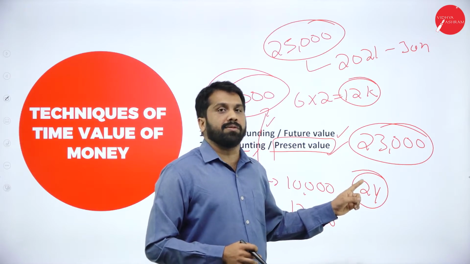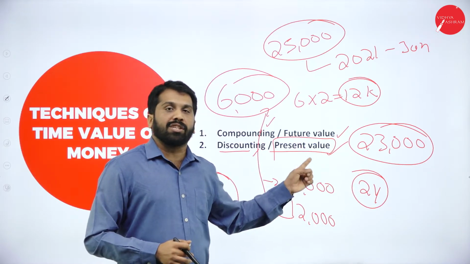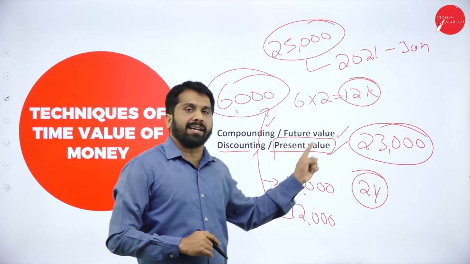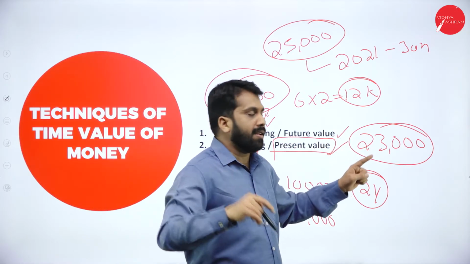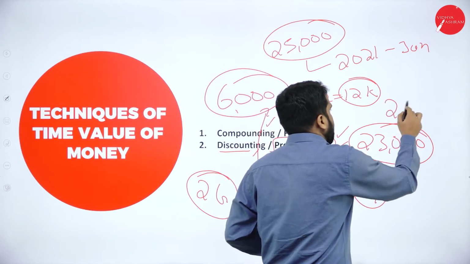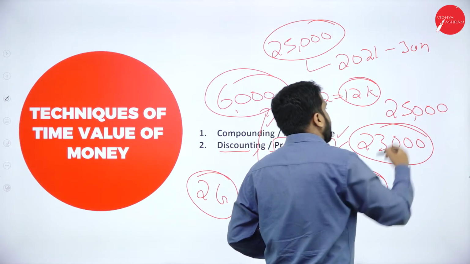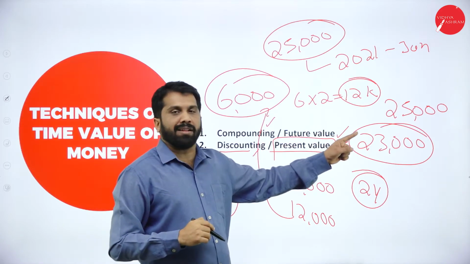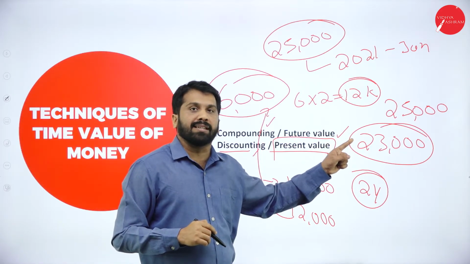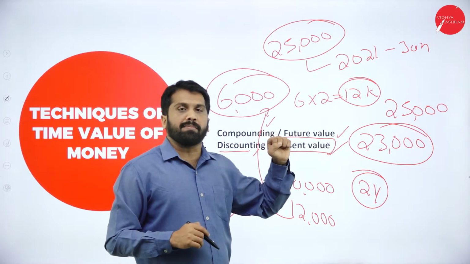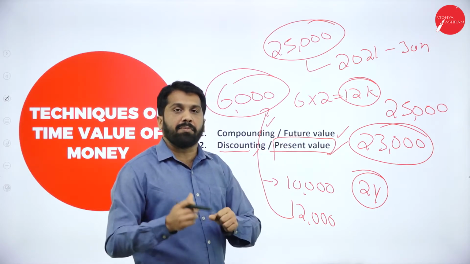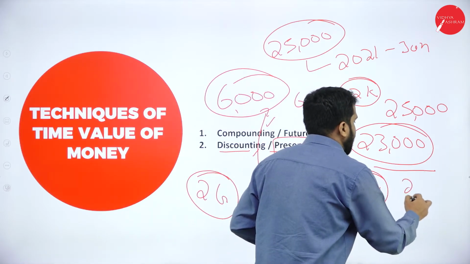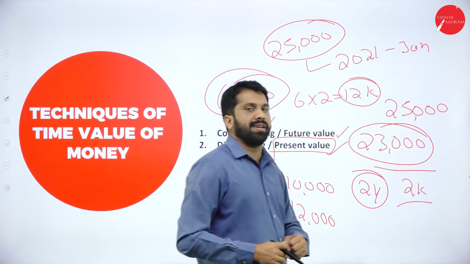What will the banker do? After 1 month, January, the banker will go to your friend and collect 25,000 from your friend. Hope you understood. How much will the banker collect? 25,000. Now, what is the profit to the banker? The banker gave me 23 but collected how much? 25. This 2,000 is the profit to the bank.